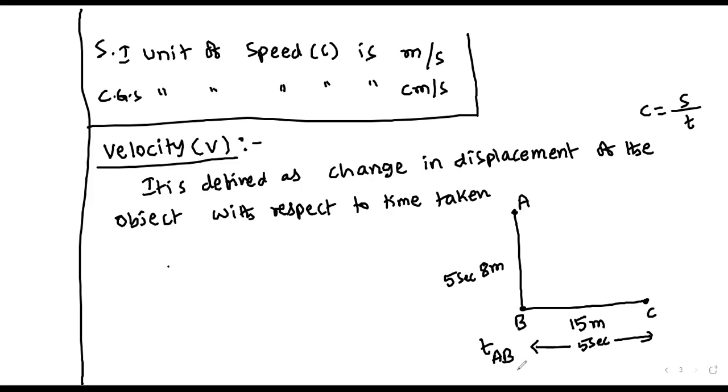Total time will be 10 seconds. In the 10 seconds, it traveled 23 meters. Now, change in displacement is the final position minus the initial position. Final position minus initial position. Here the displacement is this one.